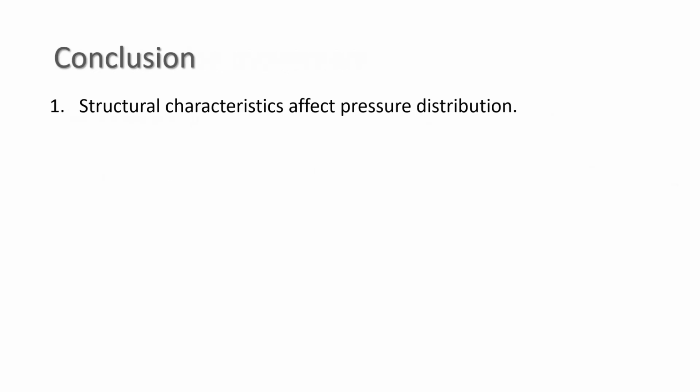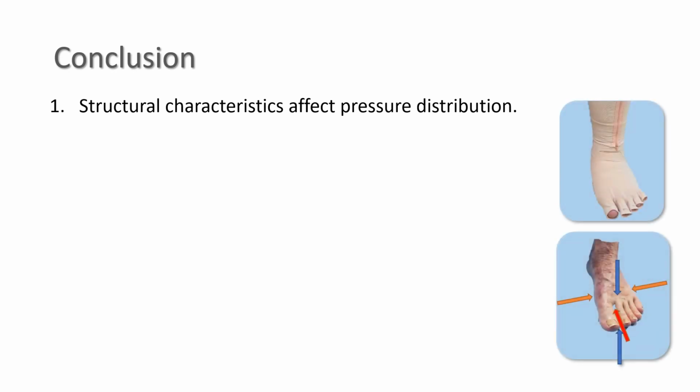From this case, we can see that structural characteristics of the body will affect pressure distribution. Even if we use the same pressure garment fabric, the body will receive different levels of pressure. The anatomical structure of the foot is complex, with convex, flat, and concave surfaces. The flat dorsal side of the foot receives lower pressure, while the concave toe webspaces receive no pressure.